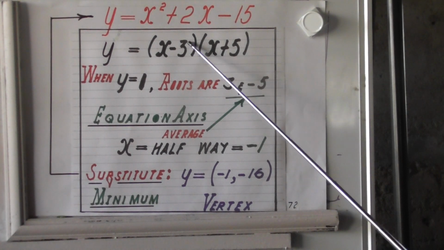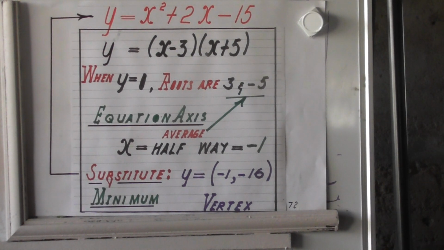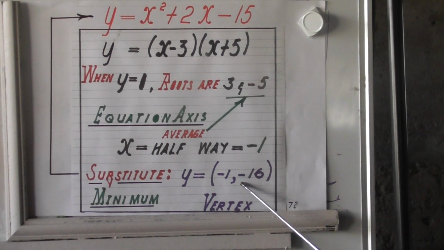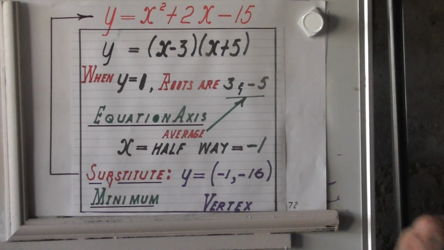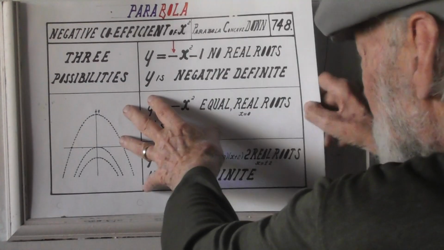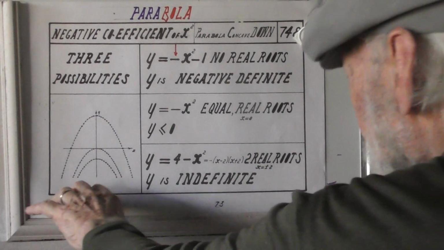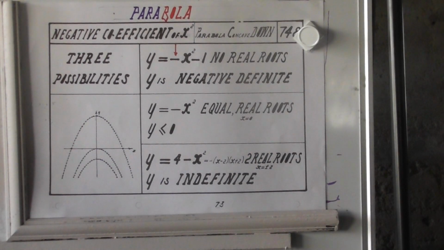The roots are the opposite of this, 3 and negative 5. The average of these two numbers is negative 1. You put that in, and you have y is negative 16. That's called the vertex, the minimum, the lowest point. And this is for tomorrow.